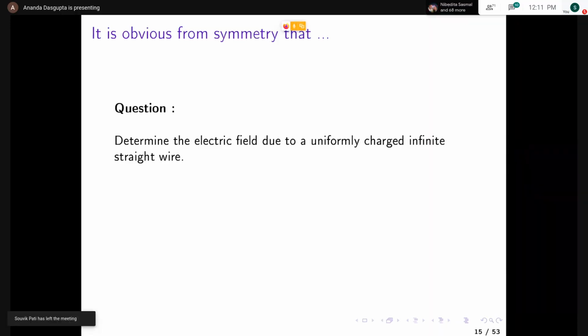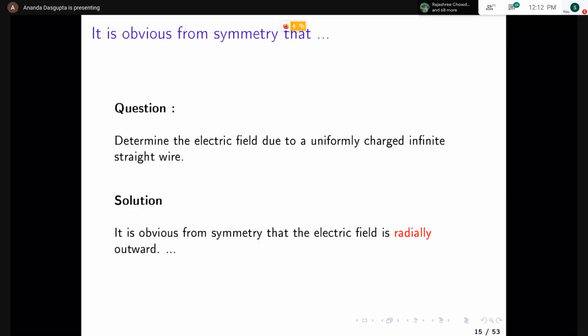Okay, the question that we are often asked, as in standard physics textbooks: determine the electric field due to a uniformly charged infinite straight wire. Now, this is a problem which all of you know how to solve. You can use Coulomb's law and integration, or you could use Gauss' law, which is what I'm hinting at. Anybody in class 12 has studied Gauss' law and these applications. Of course, first year physics, second year physics, you definitely know about this.